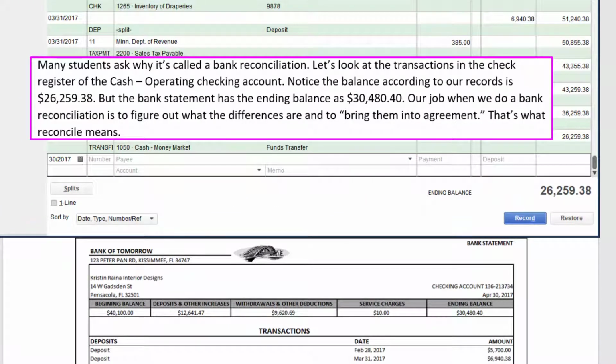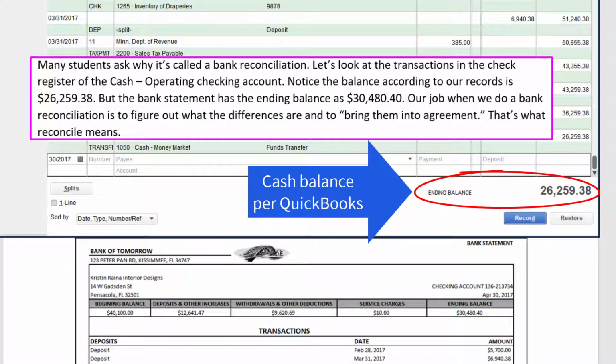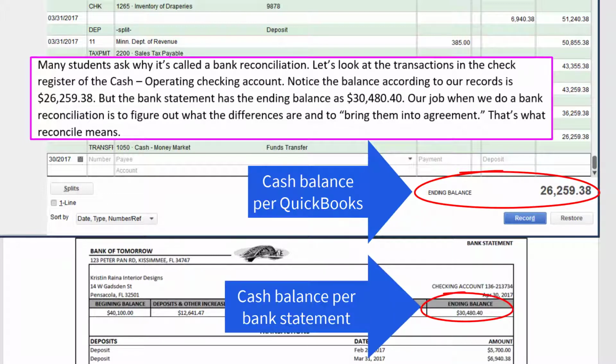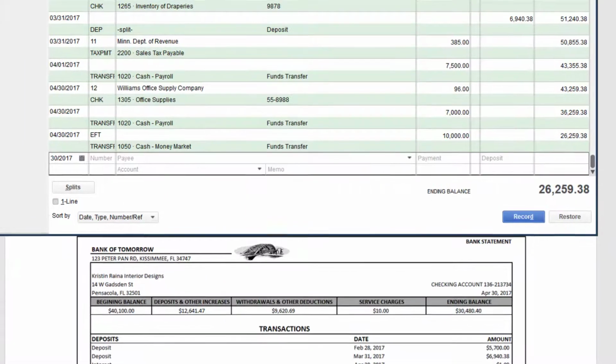Many students ask why it's called a bank reconciliation. Let's look at the transactions in the check register of the cash operating checking account. Notice the balance, according to our records, is $26,259.38. But the bank statement has the ending balance as $30,480.40. Our job when we do a bank reconciliation is to figure out what the differences are and to bring them into agreement. That's what reconcile means, bring them into agreement. It kind of sounds complicated, but once you get used to it, it's actually very easy.